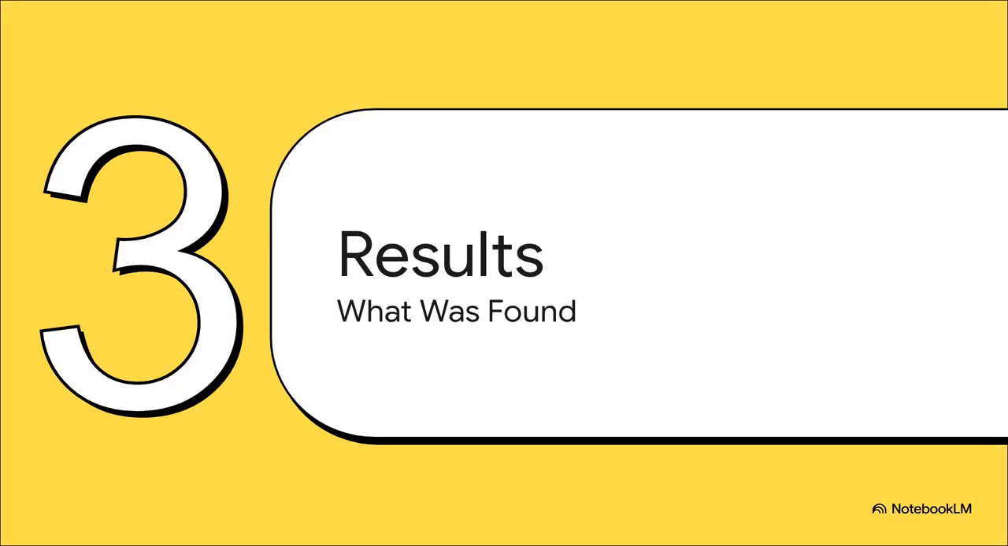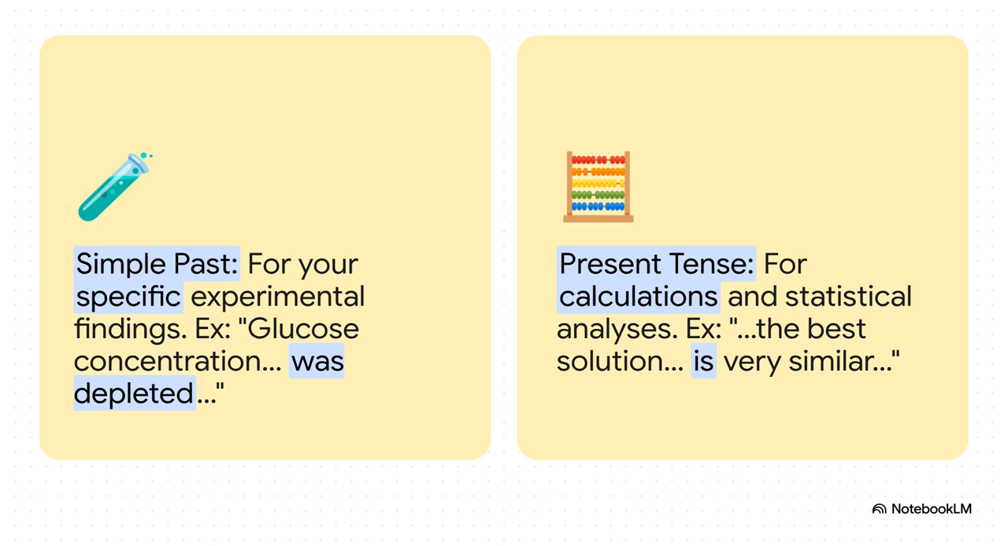And now for the big reveal, the results section. This is where you show everyone what you found. And just like the introduction, it involves a little dance between two different tenses. So here's the deal. For your actual experimental findings, what you observed happen, you use the simple past. "The glucose concentration was depleted." That event is over and done with. But when you explain calculations or what a table is showing, you switch to the present tense. "The best solution is very similar" because you are presenting that interpretation to the reader right now.